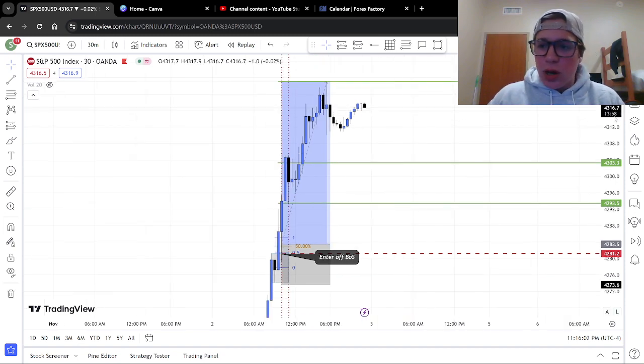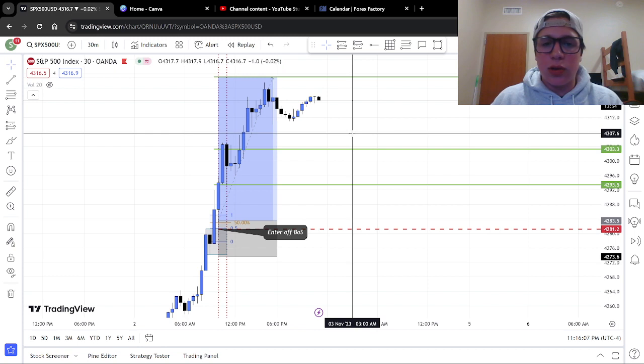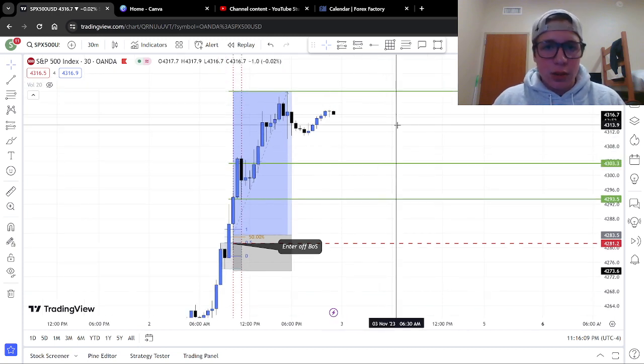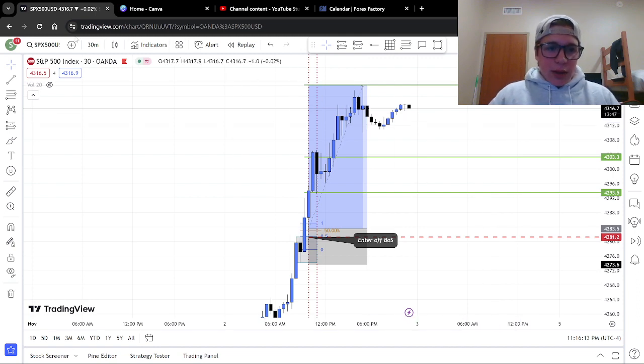So here's the trade we caught. Three take profit levels. First one at 1-to-1, second one at 2-to-1, and the third one let it fly all the way to 4-to-1. So let's get into how I made this trade.